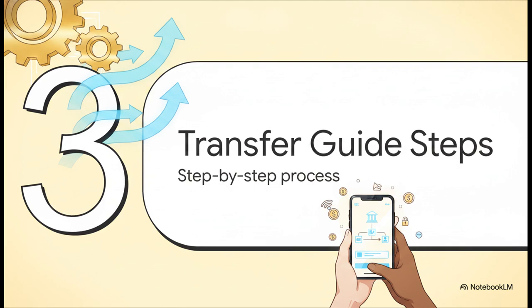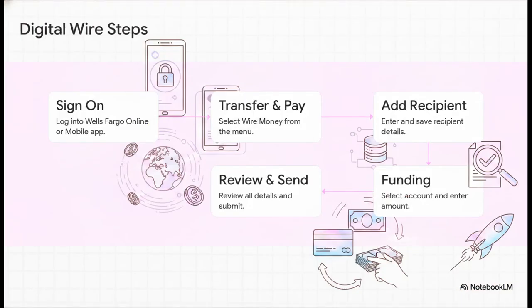On to Section 3, Step-by-Step Transfer Guide. If you're taking the digital route, which, let's be real, is incredibly convenient, here is your simple 5-step playbook. First, sign on to Wells Fargo online or open up the mobile app. Second, navigate over to Transfer and Pay and select Wire Money. Third, you're going to add your recipient details. A really great feature here is that Wells Fargo actually lets you save recipient details, which brilliantly prevents manual data entry errors down the line. Fourth, select the account you're funding this from and punch in the amount. And fifth, carefully review everything and send your payment. It really is just that streamlined.